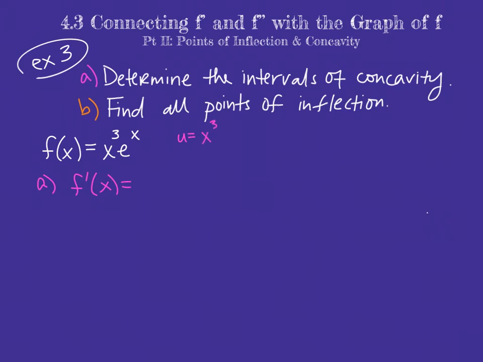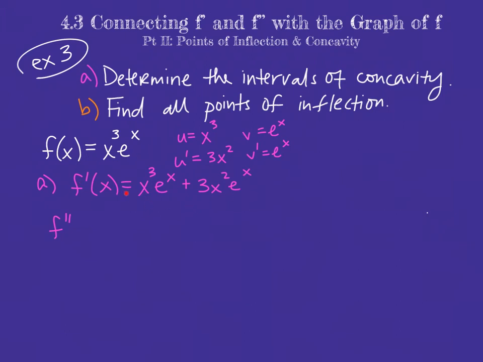We'll have u is x cubed, therefore u prime is 3x squared. V and v prime are both e to the x. E to the x, again, is its own derivative, which is pretty cool. So f prime is going to be x cubed e to the x plus 3x squared e to the x. Now this is a pretty interesting thing because x cubed e to the x is now part of our first derivative. That was our original function.